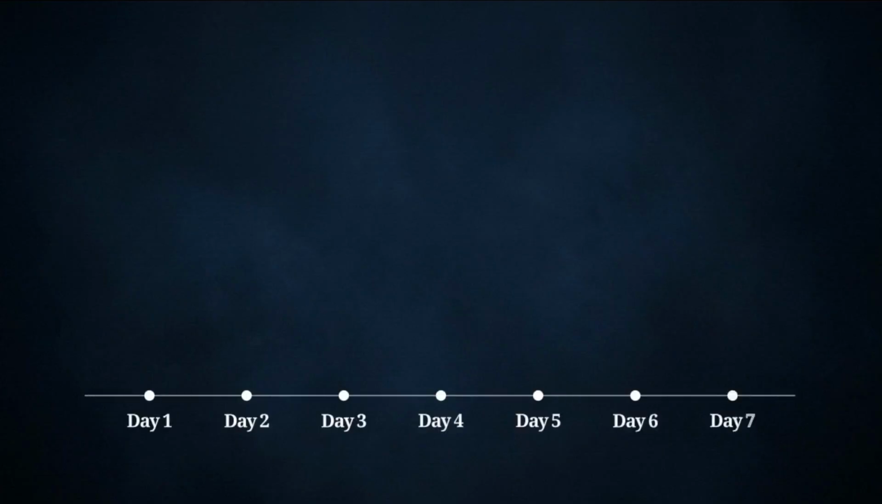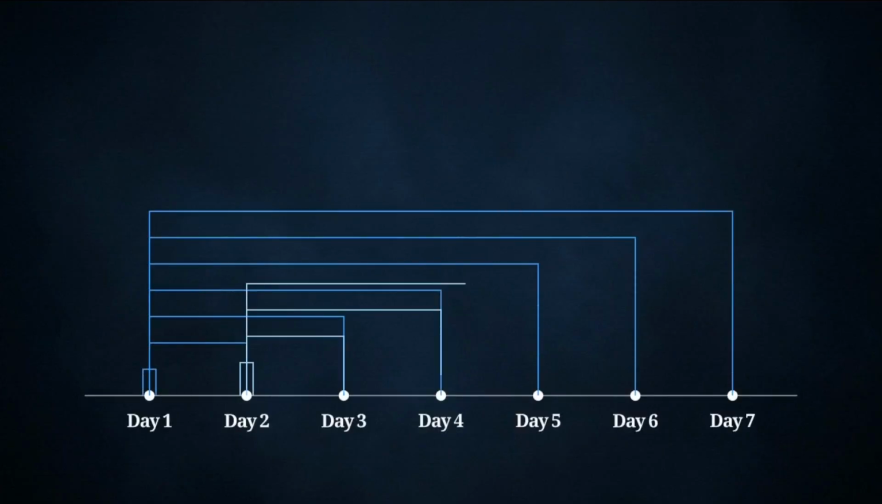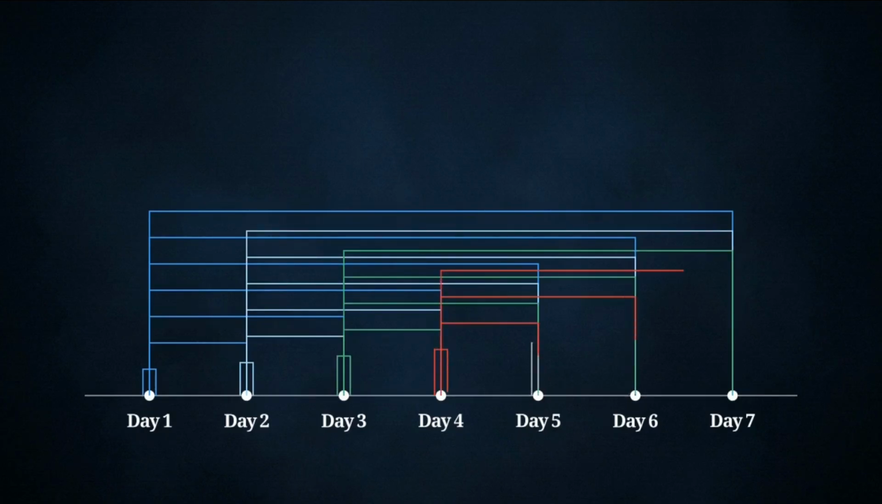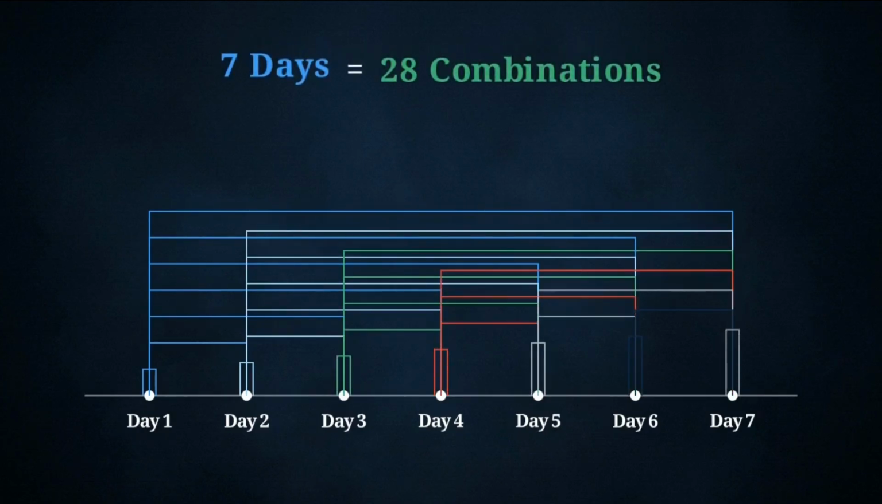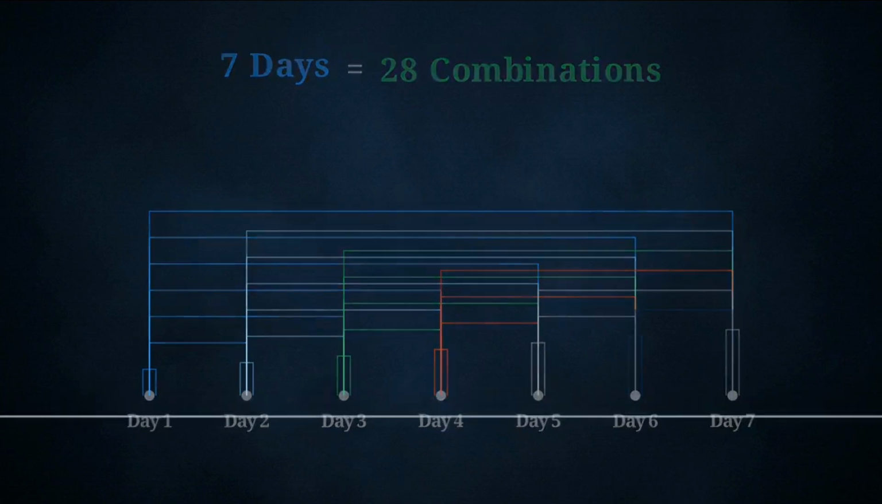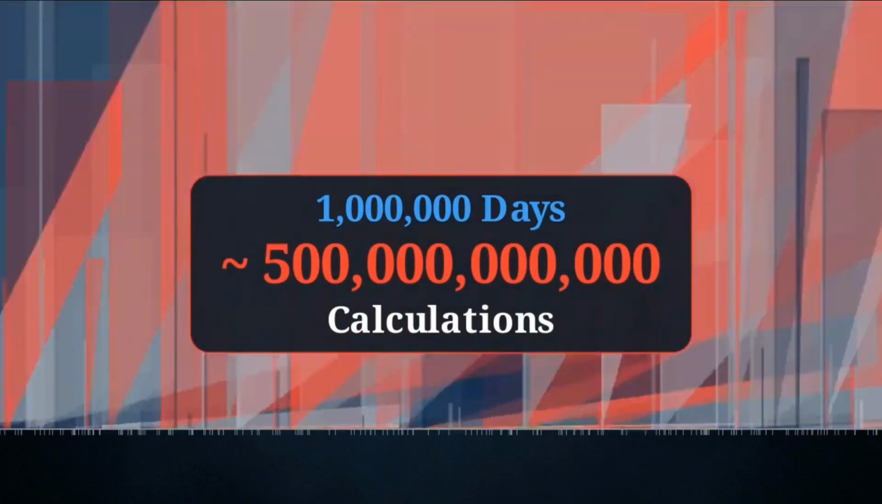The intuitive approach is brute force. You check every possible start date against every possible end date, calculating the sum for each combination. This logic holds for a 7-day week, but scaling to millions of server logs requires an unmanageable number of calculations.